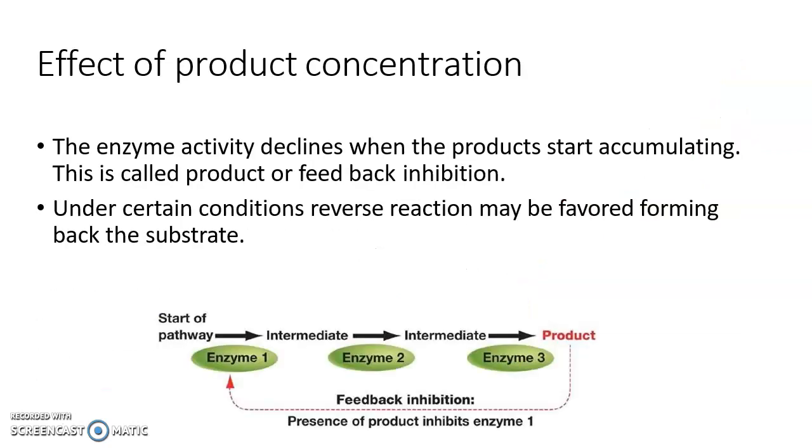This is the third factor which influences enzyme action, that is product concentration. So what is product concentration? For example, if the enzyme binds with substrate, it forms an enzyme plus substrate complex, and finally it produces one kind of product, which depends upon the substrate concentration and enzyme concentration also.